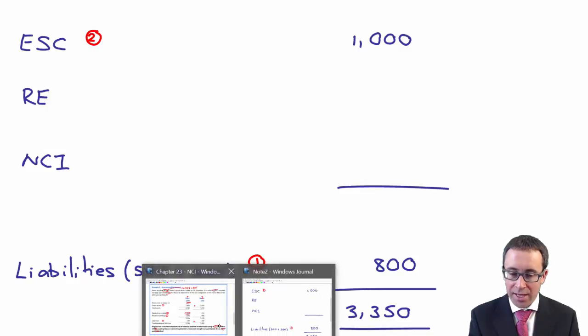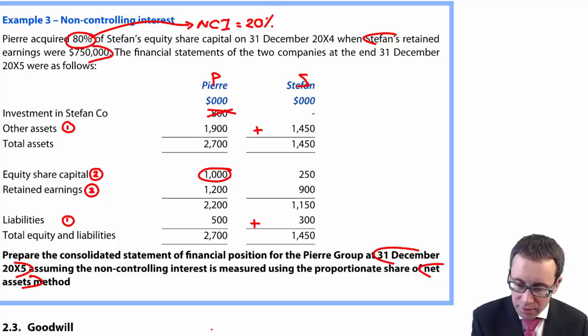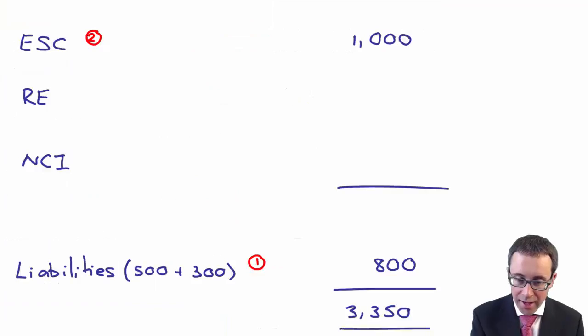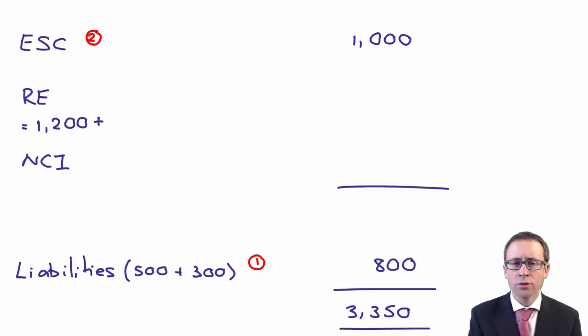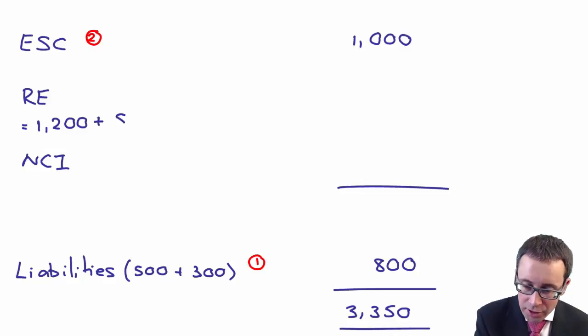We then need to work out the retained earnings, don't we? Okay. So remember, the retained earnings is going to be 100% of the parent. So is that the 1,200? So we can put that in, can't we? Okay. That's the 1,200. To which we then add on our share.